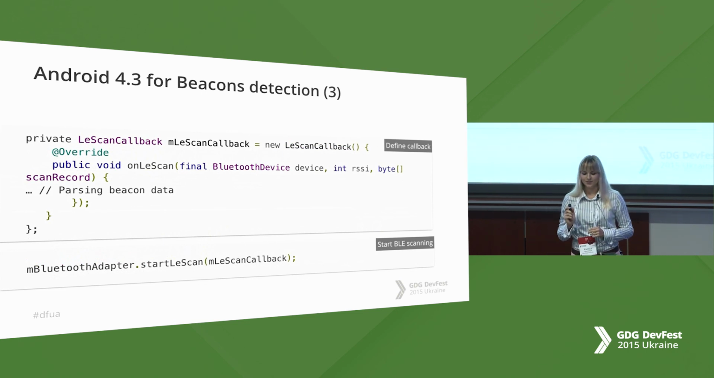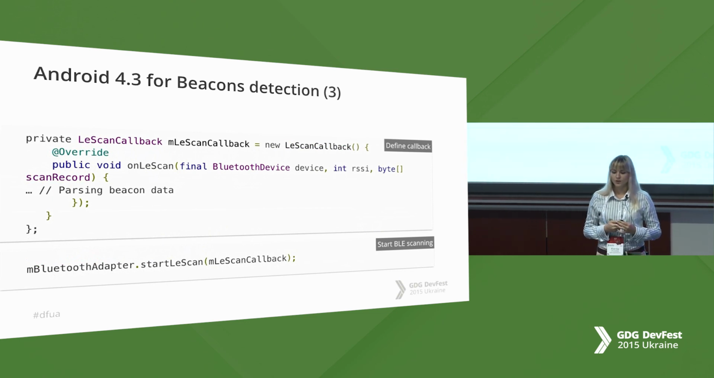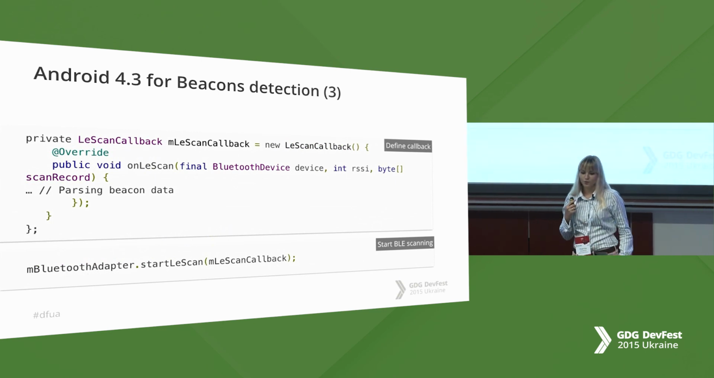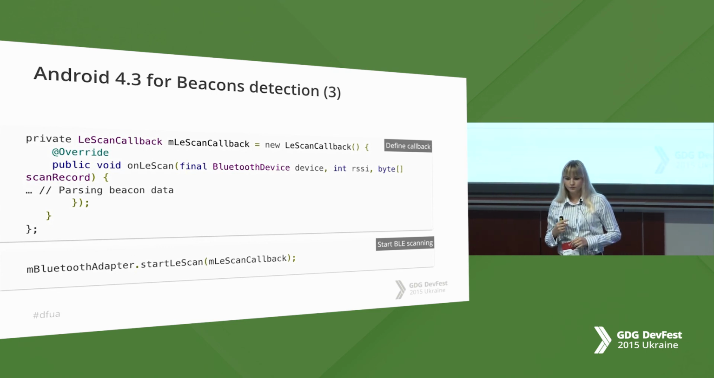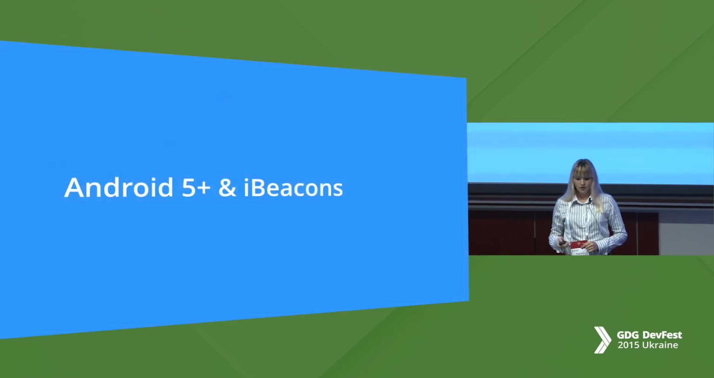And then, you always need to perform the start LE scan, but it has a parameter. It has one parameter, the callback, LE scan callback, and you should override the on LE scan method where you need to parse the data that we scanned, detected from the beacon.